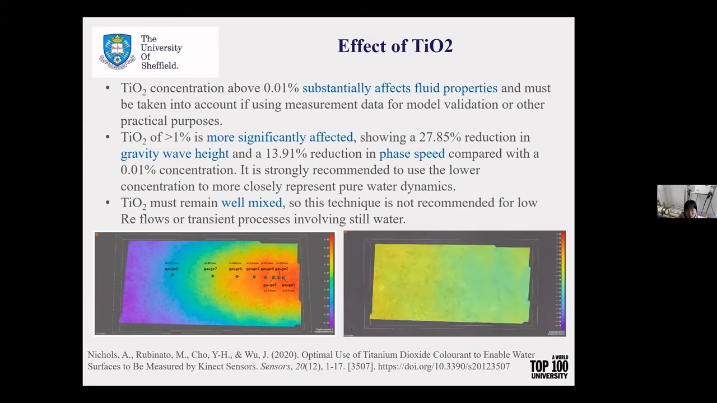We have published the findings on these experiments. It can be summarized that a titanium dioxide concentration above 0.01% substantially affects the fluid properties. About 1% is more significantly affected in gravity wave height and phase speed. Therefore, we recommend using the lower concentration to more closely represent pure water dynamics.